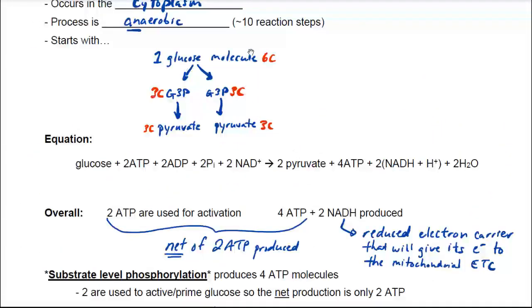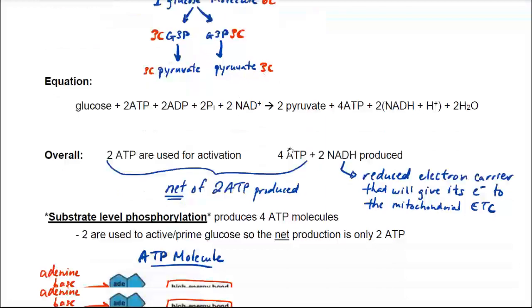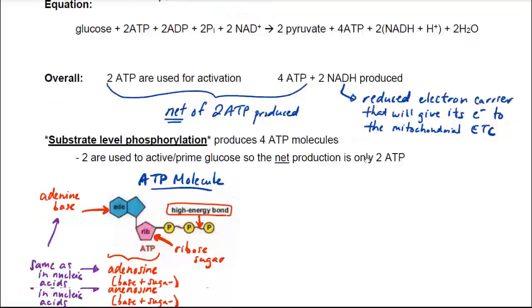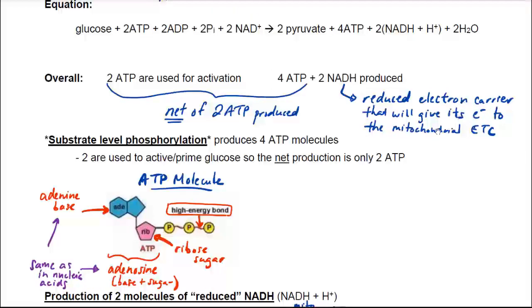So here you've got your glucose, 6-carbon, broken halfway into 2 G3Ps, and then finally down into the pyruvates. That's just counting the carbons. And again, 2 ATP were used for activation, and 4 were produced, so we have a net of 2. And then we have 2 NADHs, and again, it's going to give its electron away.